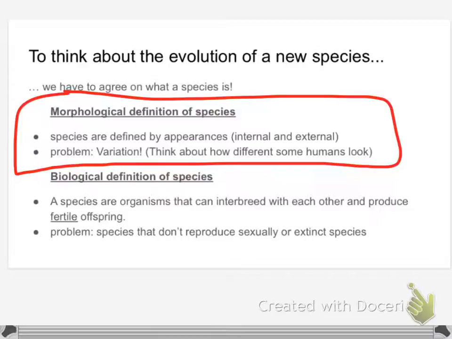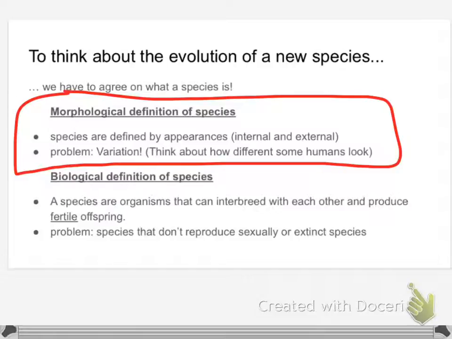And we define a species by their appearances, internal appearances and external appearances. So we can dissect 2 creatures. And if they have the same organs, oh, yep, they both have a 3-chambered heart, they both have a liver, they both have a pancreas. Turkeys and chickens are a great example.